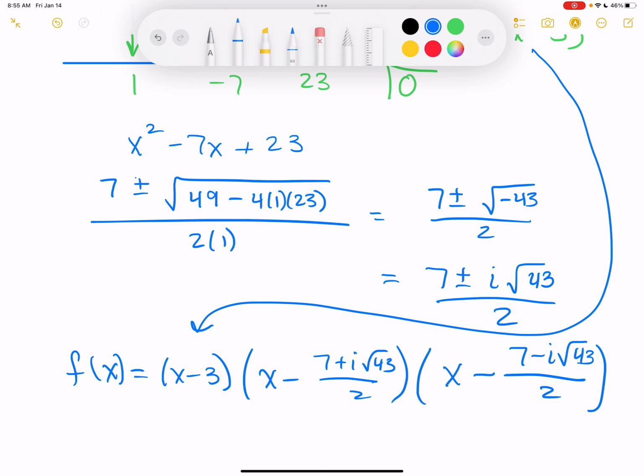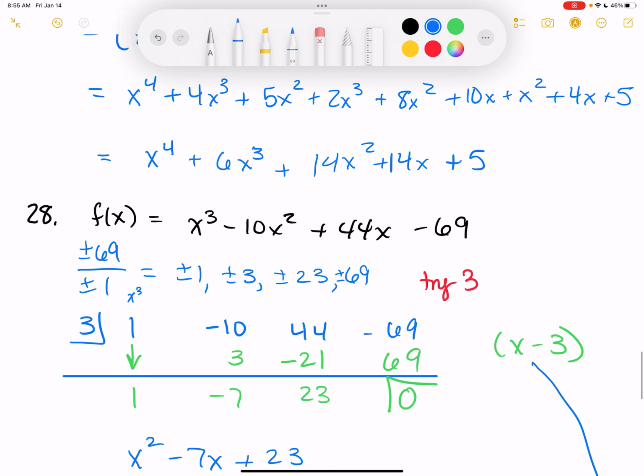If you multiplied it, you'd get back to this. But we're not going to multiply it. You don't have to check it.